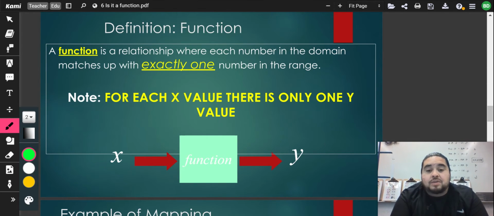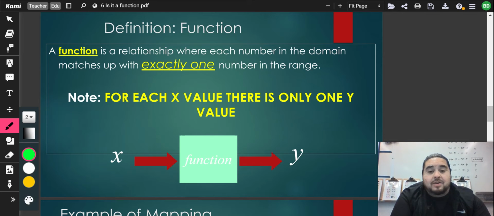Remember that a function is a relationship where each number in the domain matches up with exactly one element in the range. So basically what that means, if you remember the definition of domain and range, domain being x values and range being y values, is that for every x value, there's only one y value. Okay, so for every x, there can only be one y value that it matches up with.